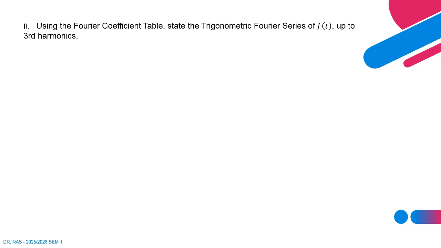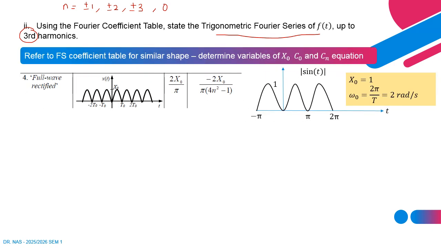In the second question, you need to use the Fourier coefficients table to express the trigonometric Fourier series of f(t) for up to third harmonics. When you notice third harmonic, your n should vary from positive and negative 1, positive and negative 2, and positive and negative 3. Also when n equal to 0, representing your C0. So as usual, you need to refer to the coefficients table. Look at the closest shape of signal to the signal you have.